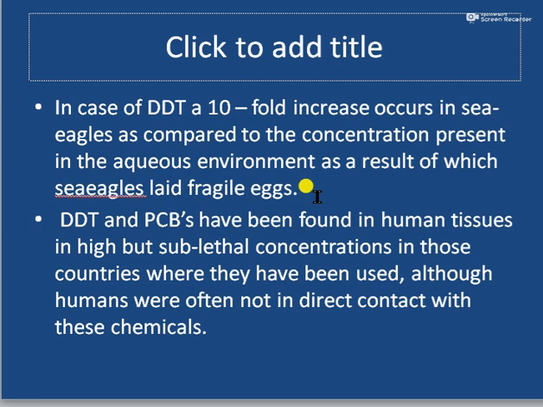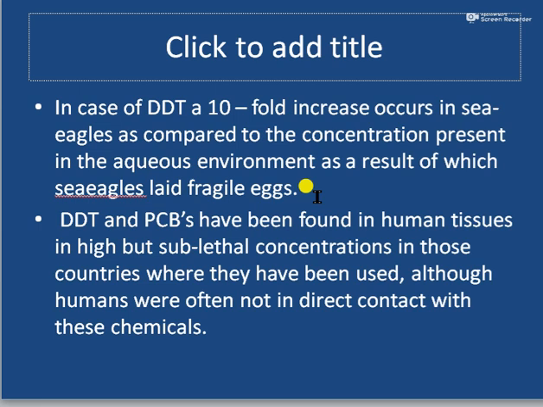And when sea eagles happen to get such DDT in high levels, the eggs of the sea eagle become fragile and will break. And you can see that DDT and PCBs, polychlorinated biphenyls, have been found in human tissues in high but sublethal concentrations in those countries where they have been used.